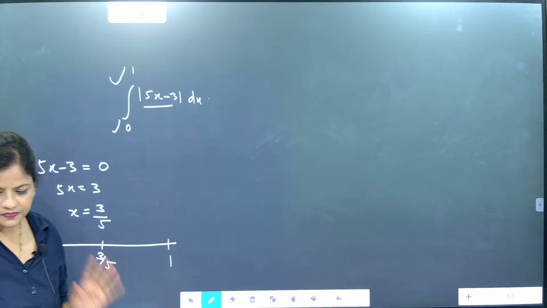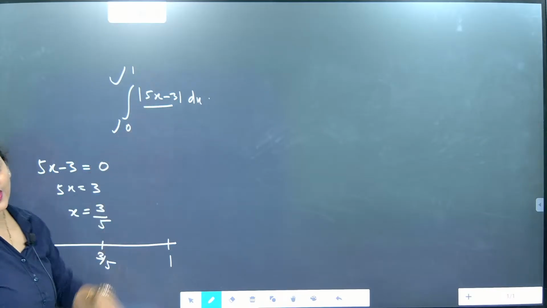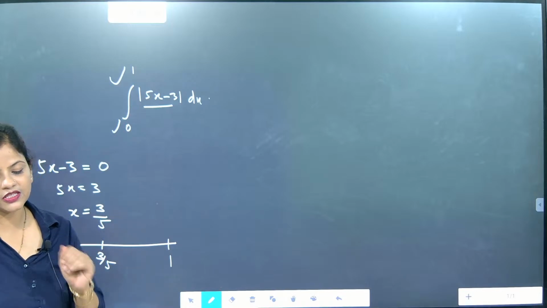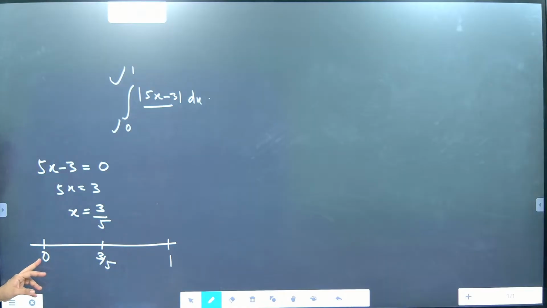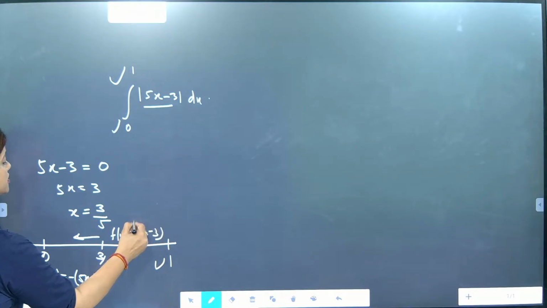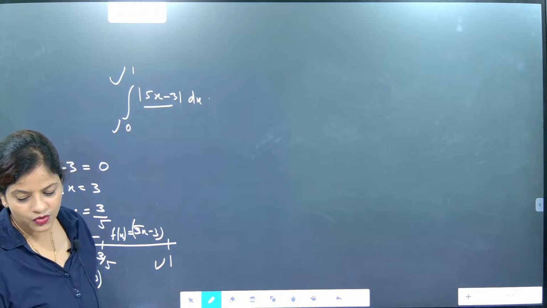Now look here. 5x minus 3 will become equal to 0, which means x gets the value 3 by 5. Now if you go left of it, the modulus will be released with a negative sign: f of x is equal to minus of 5x minus 3. And when you go right of it, f of x will become 5x minus 3. This is plus. This is the most important thing and must be remembered. Okay, answer is 12. Very good, Deepak.